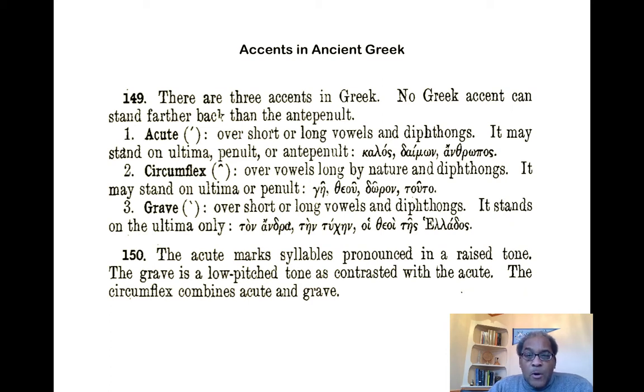The accent marks syllables pronounced in a raised tone. The grave is a low-pitched tone as contrast with the acute, and the circumflex combines both acute and grave.